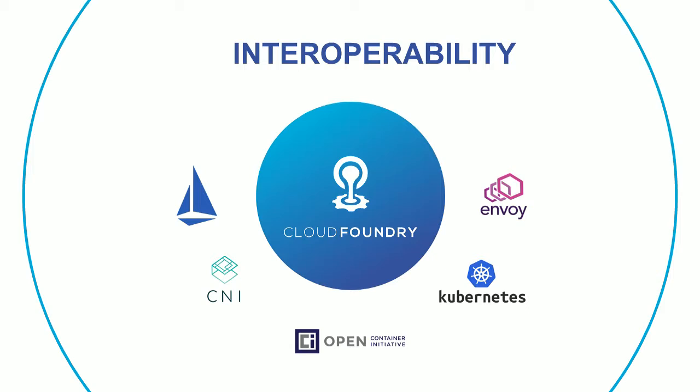That includes the Istio Service Mesh project, Envoy, which is a low-level proxy that's being used at the container level. Kubernetes, I talked about with the launch of the Cloud Foundry Container Runtime. We were one of the earliest adopters of the Container Networking Interface, as well as the work of the Open Container Initiative.